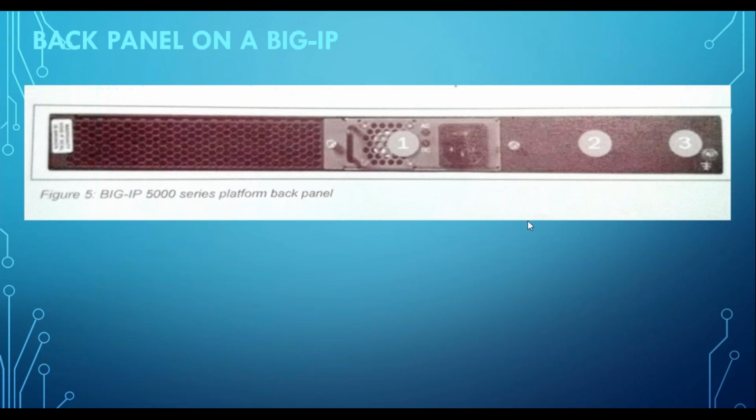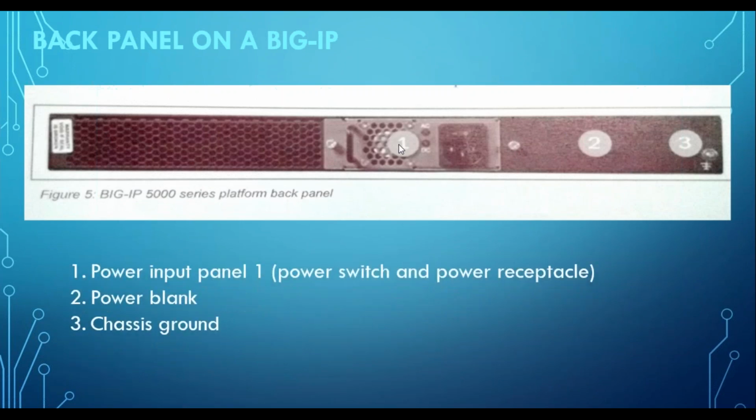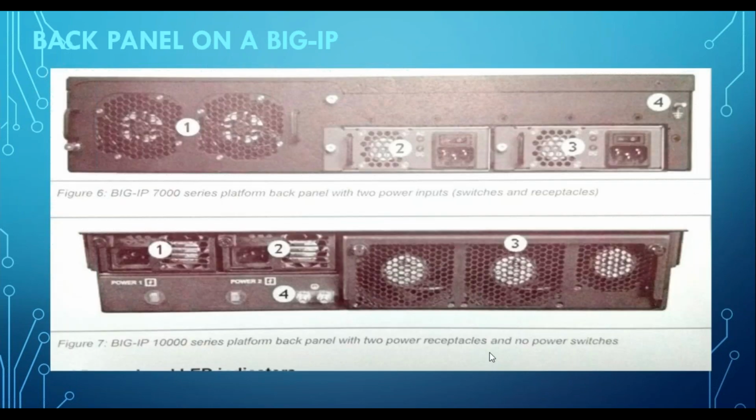This is how the device would look from the back side. You will have a power input panel where you can connect the power socket. In some models, you can have two power input panels. Then third is the chassis ground. This is a back panel view of the 7000 series and 10,000 series. As I mentioned, some models have two power supply units. So you can see two power supply units here.